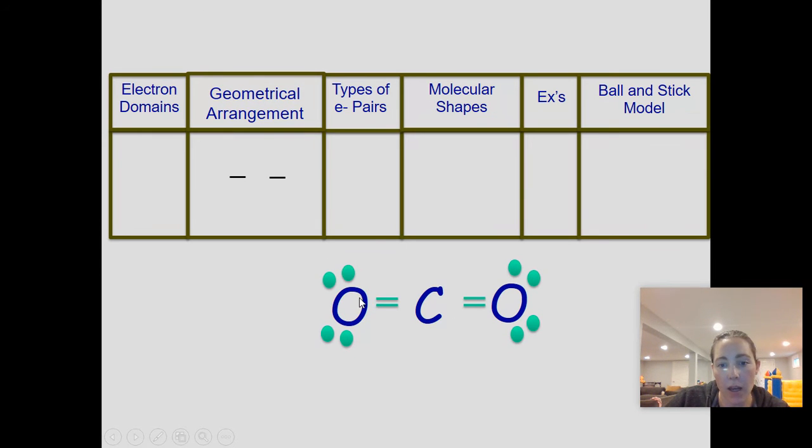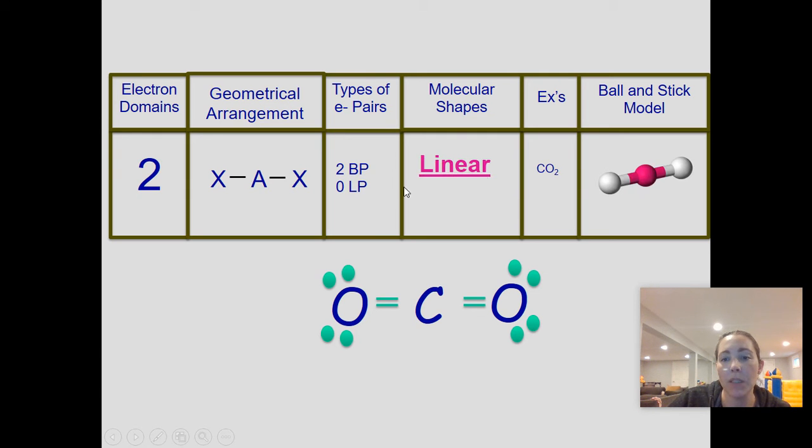So this is a Lewis dot structure. Again, we do not care if there are lone pairs on any of the outside atoms. We only care what is on the central atom. That's it. So this has 2 electron domains. Of those, there are 2 bonding pairs, one here, and there are no lone pairs on the carbon. So this shape is linear, looks like that.